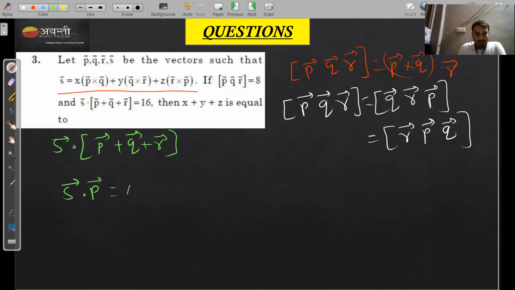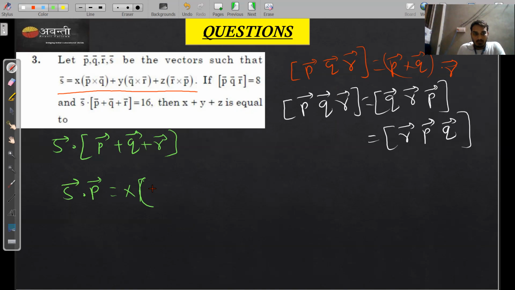You get x times. When you take p cross q dot p, it will be 0. I'm writing here for s dot p, then I will do that for s dot q and s dot r directly. So pay attention here.